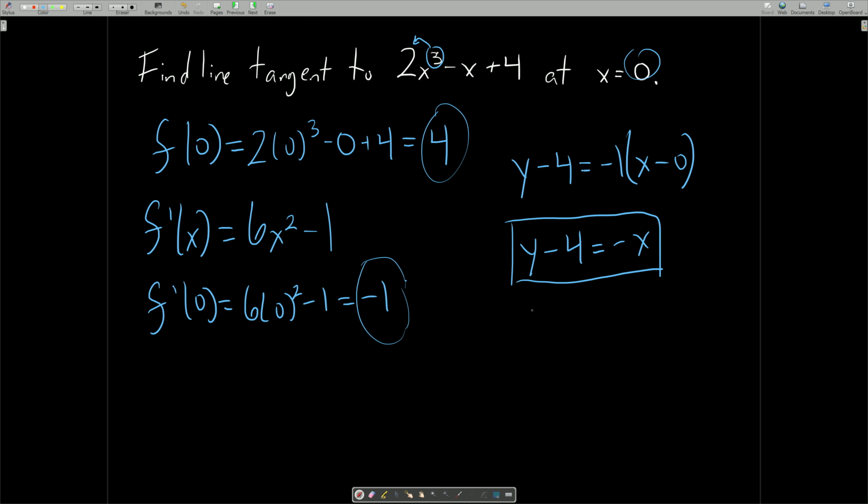You may also find that some tangent lines may be converted to y equals mx plus b form, where you have to solve for y, you just add 4 to both sides. And that's another answer you could have. Many multiple choice questions may have the y equals mx plus b form, or the point slope form, depends.